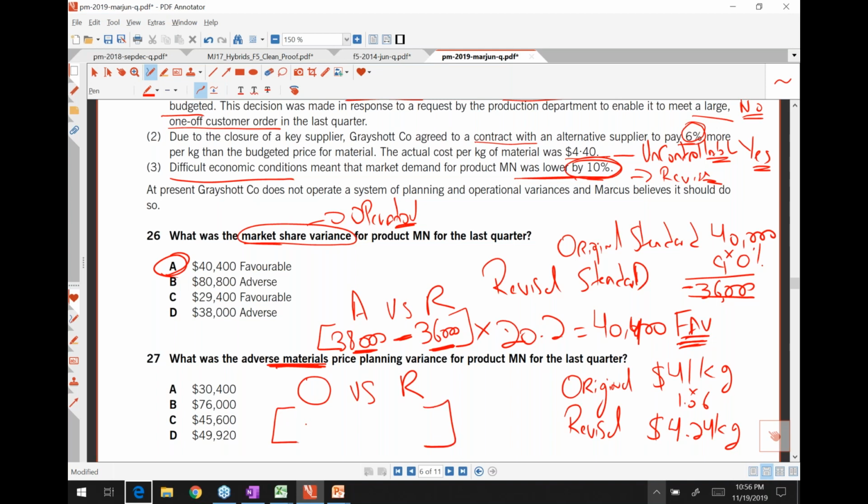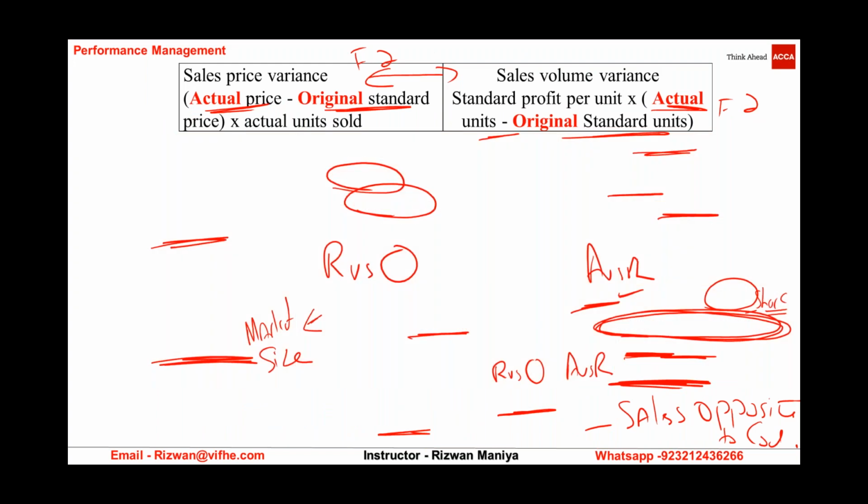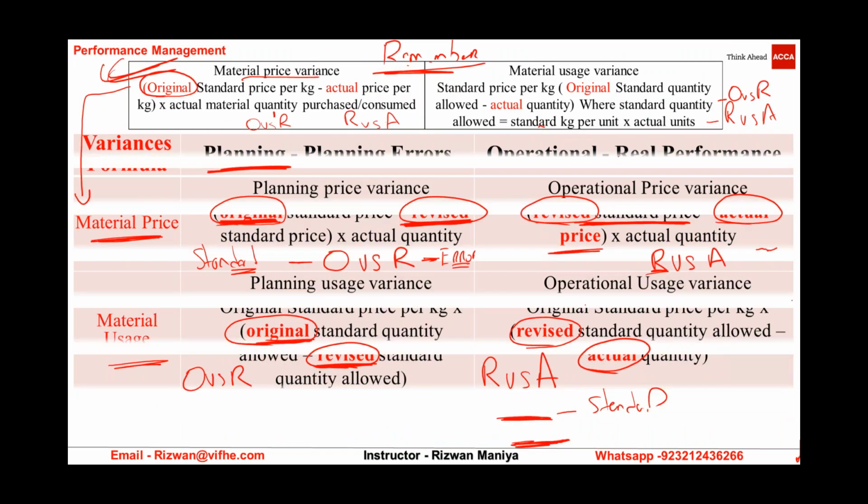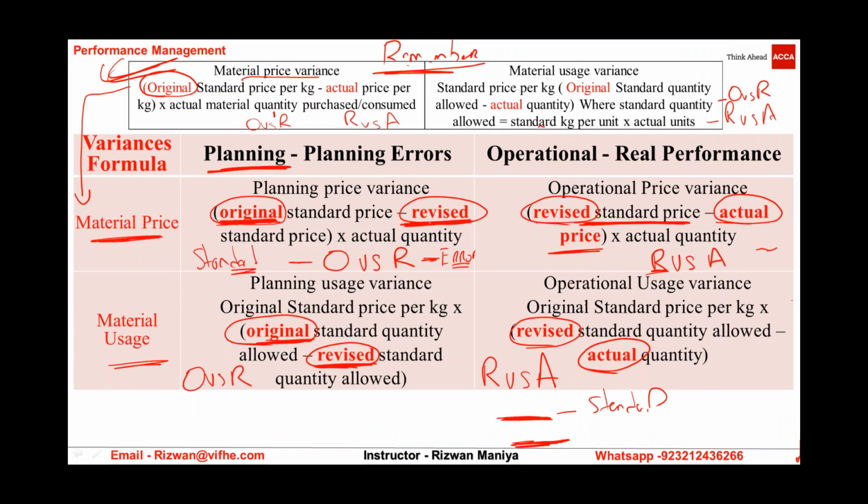Original is 4 minus revised, it's 4.24, and into what? Actual quantity. Material price, original versus revised, into actual quantity. Actual quantity is what I need.